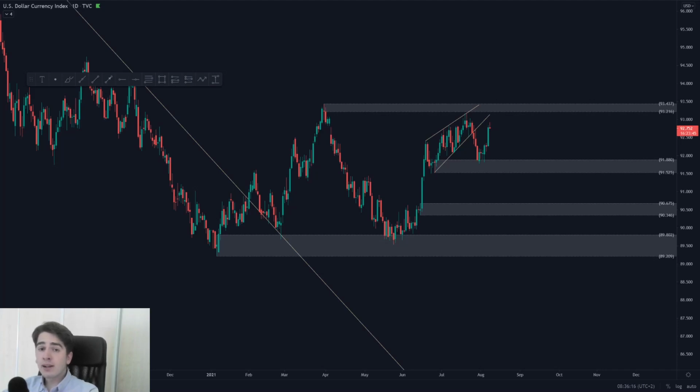Hey guys, very good morning and welcome to a new daily market outlook. Today, as per usual, of course, the dollar index alongside the major dollar pairs.